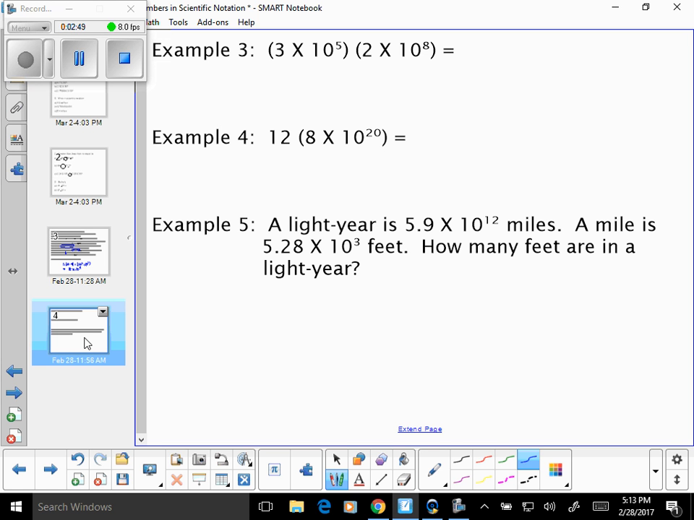You try example 3. Three times 2 is 6, and 10 to the 5th times 10 to the 8th is going to give me 10 to the 13th. Let's go on to example 4.